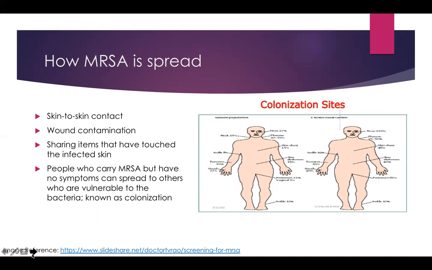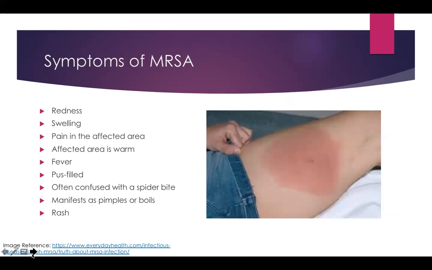have touched infected skin. So, symptoms of MRSA include redness, swelling, pain in the affected area. The affected area will be warm to the touch as well. You can get a fever. The infection will most likely be pus filled. It is often confused with a spider bite because they do look very similar, and it can manifest as a pimple or a boil, and then a rash will most likely occur as well.